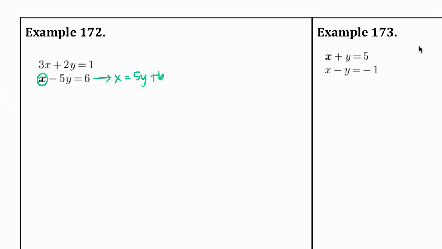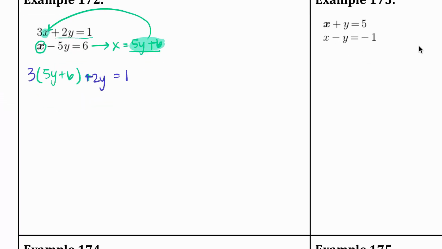Okay, now this looks like the one before. We can take what x equals, and this time, we're going to plug it in for our x value since our equation says x equals. So when we do that, we have a 3, and we're replacing our x with what x equals, 5y plus 6. Keep the rest of the equation the same, plus 2y equals 1.